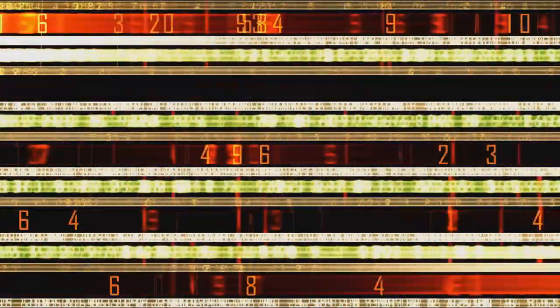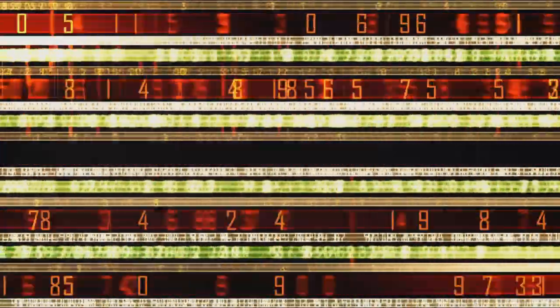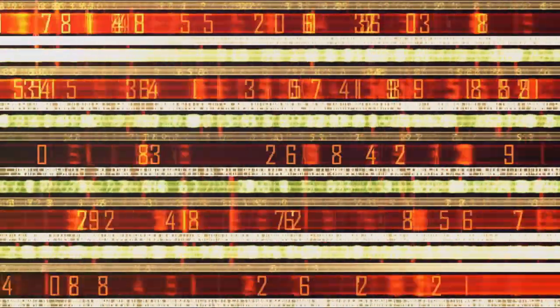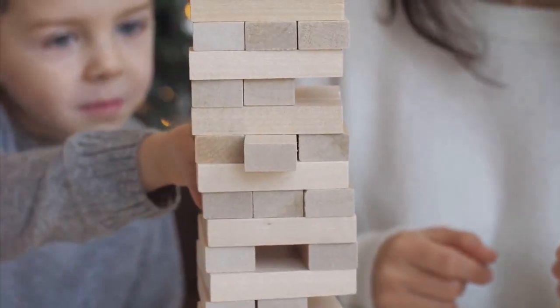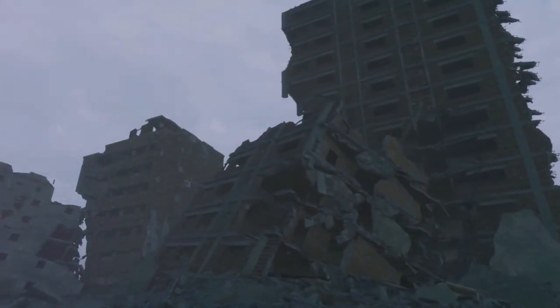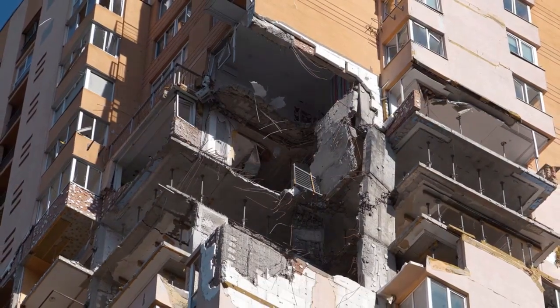The fact that our current understanding of prime number distribution aligns so well with von Mangoldt's formula provides further evidence that the non-trivial zeros must lie on the critical line. It's like building a giant tower of blocks. If even one block is out of place, the entire tower could come crashing down.